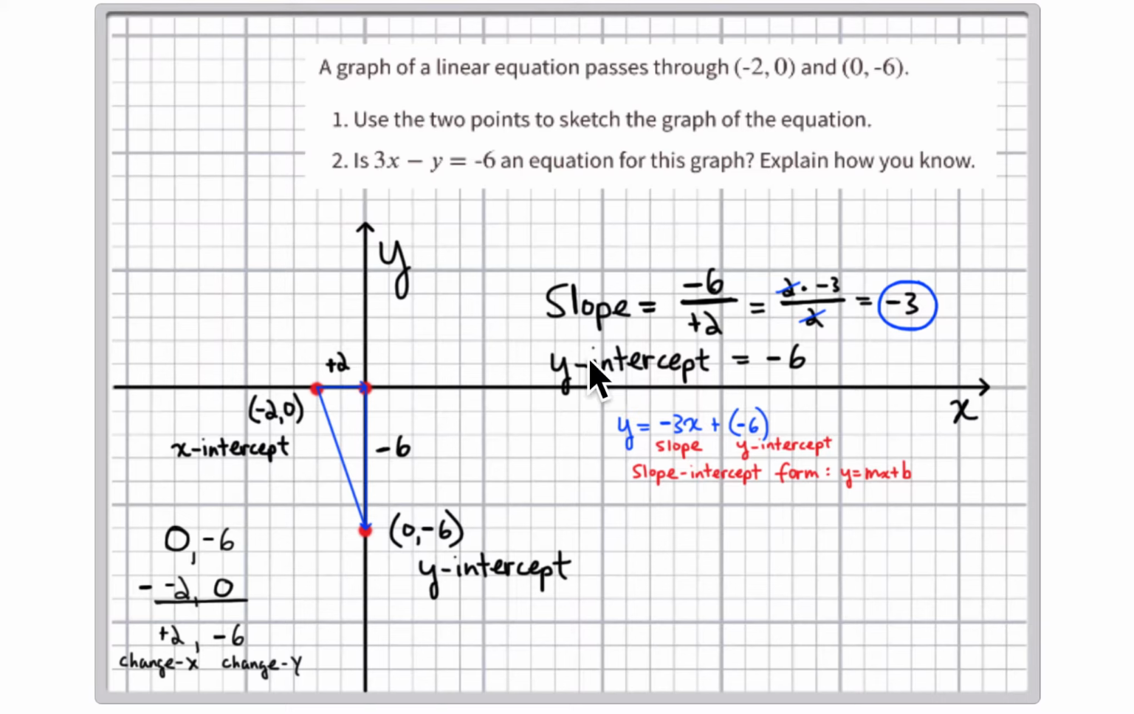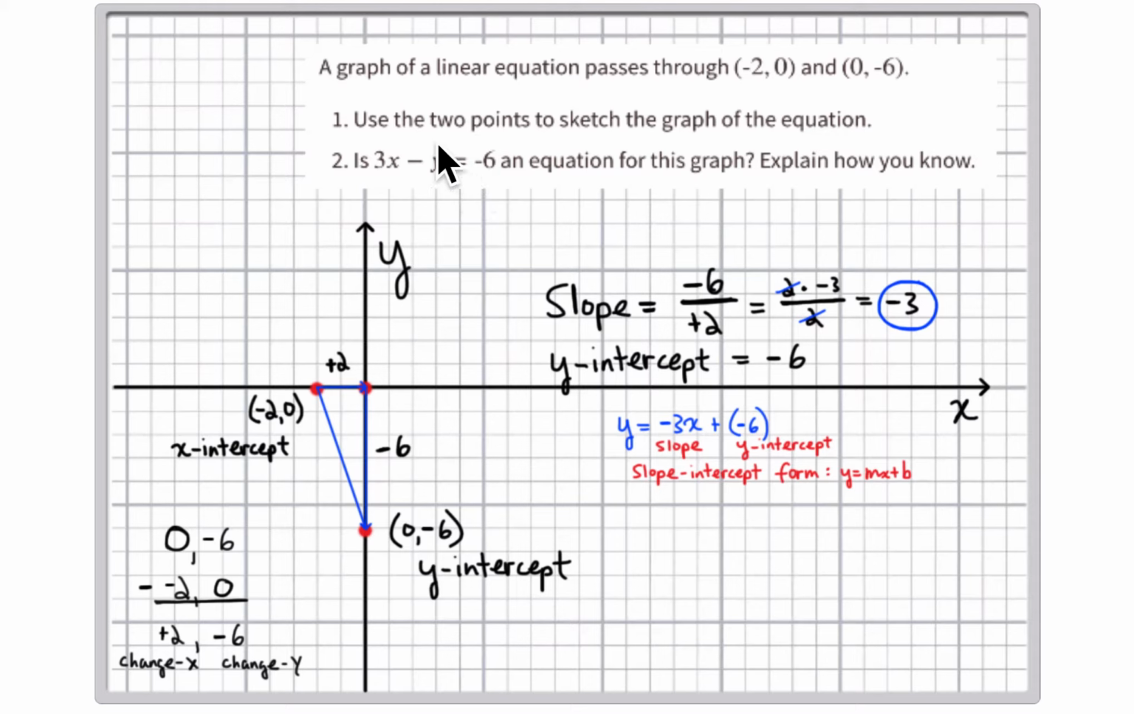All right, now we can write the equation. The y-intercept is -6, the slope is -3. So now we can write the equation using the slope-intercept form. We know that the slope is -3, so that's -3x. We know that the y-intercept is -6, so this is going to be -3x plus -6. This is one form of the equation, the slope-intercept form, y equals mx plus b.